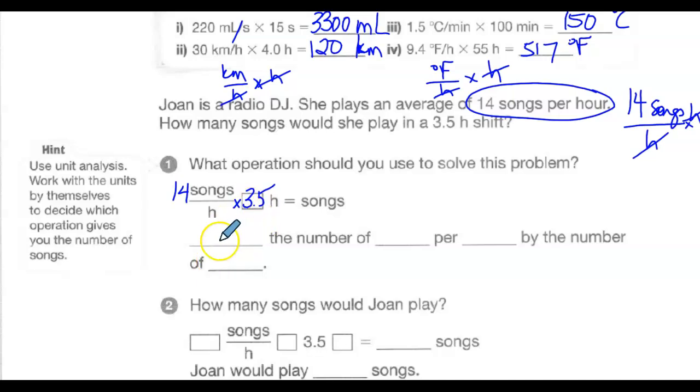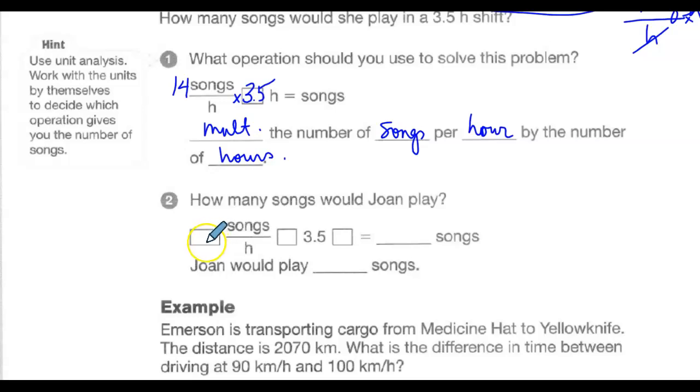So what do we do here? We multiply the number of songs per hour by the number of hours. Okay, so we've done that in our calculator. So it's 14 times 3.5 hours, and we got 49 songs. Just check. Yeah, 49.